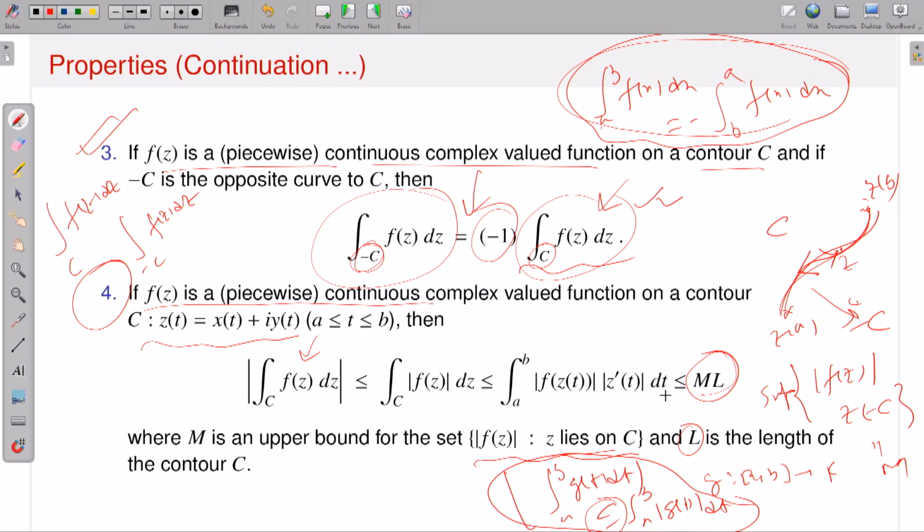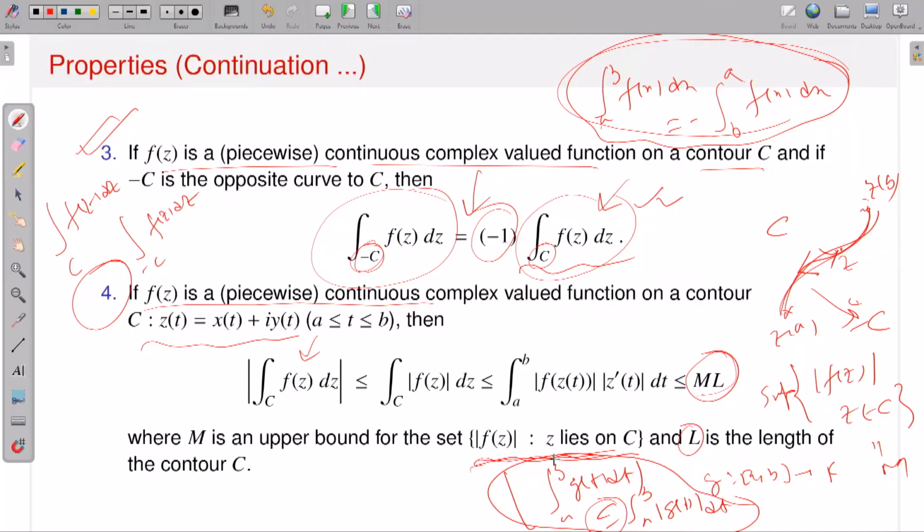M is the supremum of the absolute values of my function over the contour. That means this is the upper bound. And L is the length of the contour. So M is the upper bound of this set, the absolute value of f(z) with z in C, and L is the length of the contour. One can ask when the upper bound will exist. If my function is continuous and C is a contour, then it is a compact set, so a continuous function on a compact set has a supremum, so the supremum of this object will always exist. A continuous image of a compact set is compact, that is the fact I am using here.